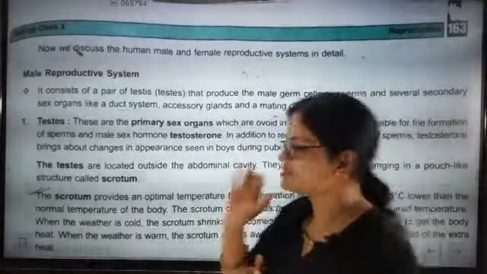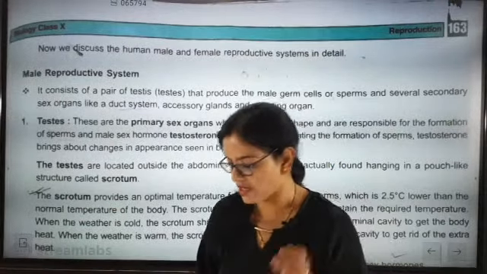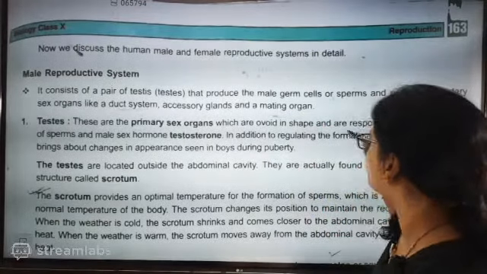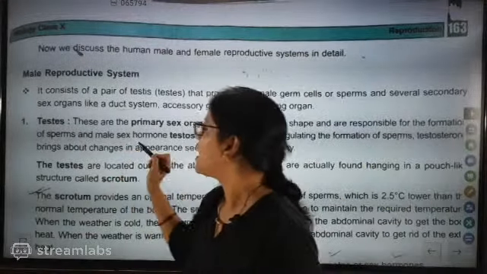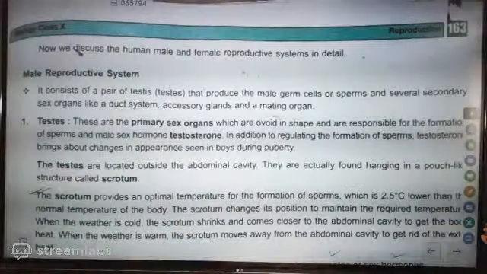Now testis is considered the primary sex organ for male. Testis are ovoid in shape, and they are responsible for the formation of sperms and the male sex hormone testosterone.